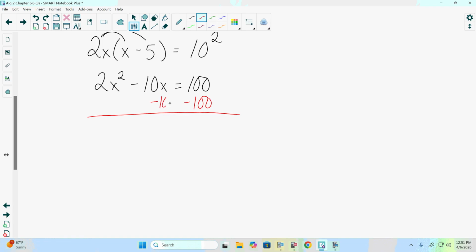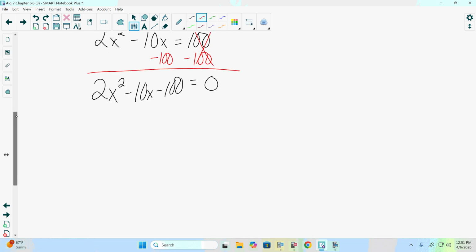So the first thing I would do is subtract 100 from both sides. Because on the right-hand side, 100 minus 100 is indeed 0. 2x squared, negative 10x, and negative 100, none of those are like terms, which tells me that we have 2x squared minus 10x minus 100 is equal to 0. Questions on this here?